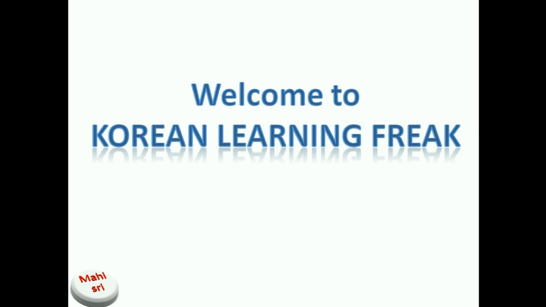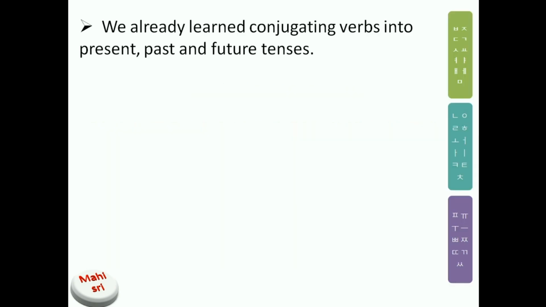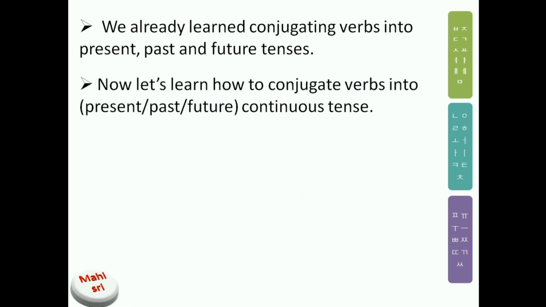Let's get started. So we already learned conjugating verbs into present, past, future tenses, right? And we practiced making some sentences with them too. So in this lesson we are gonna learn continuous tense in present, past, future. Continuous tense is I'm working, I'm doing, I'm watching, I'm singing. Basically the ing form in Korean.